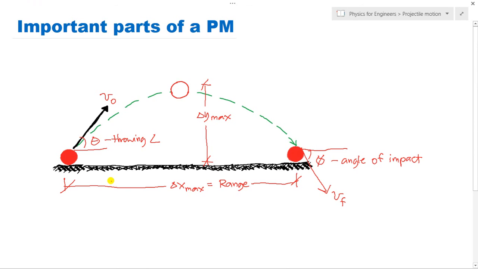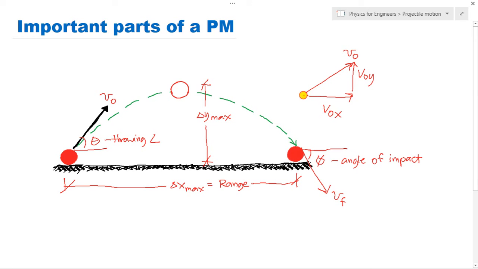So range can be applied if the final position of your object is in the same elevation as your initial position. So yun lang, ito lang mga importante na part sa ating diagram ng ating projectile motion. So you have the range, the maximum height, the throwing angle, the angle of impact, and take note din class that the initial velocity is the resultant of your velocity component along x, so VOX, and then velocity component along y, so VOY. So this is our V naught.